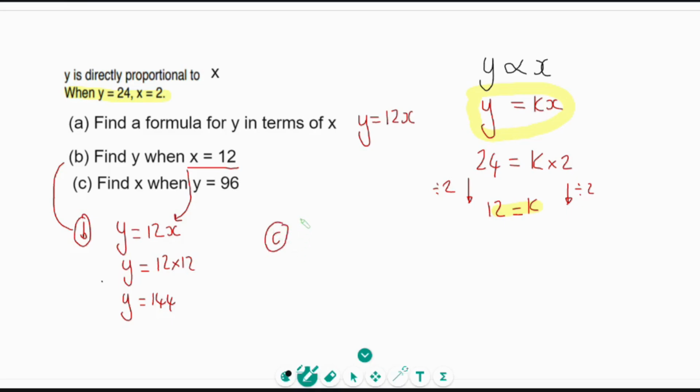Find x when y is 96. Let me just write my formula down again. y is equal to 12x. This time I'm replacing y with 96.